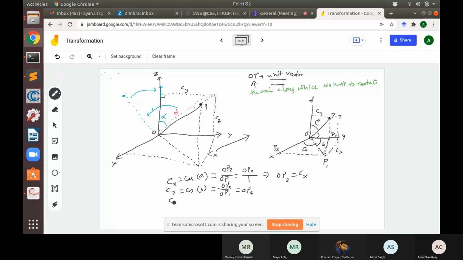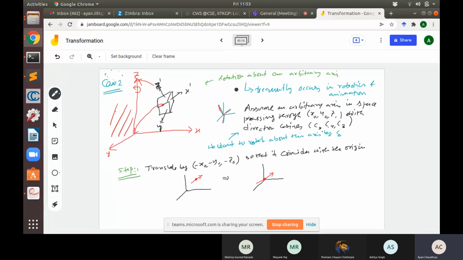And Cz is equal to OP4 in the same way. OP4 is this one, P4. So this is Cz, and this is also Cz. That's what I have written here. That's how we get the direction cosines. Now let's recapitulate what we are trying to do, otherwise it might get messy. We have an object where the axes are arbitrarily located.